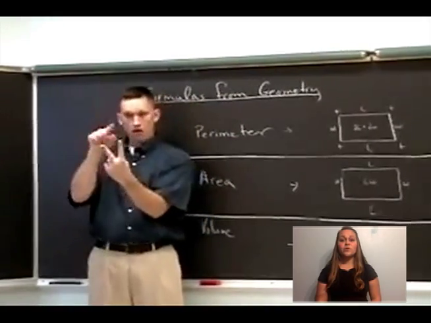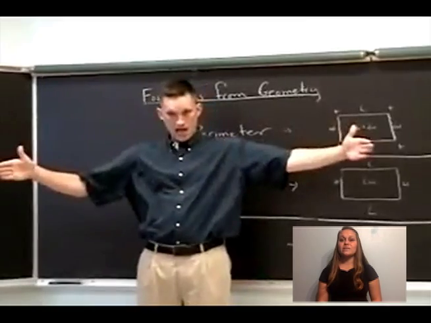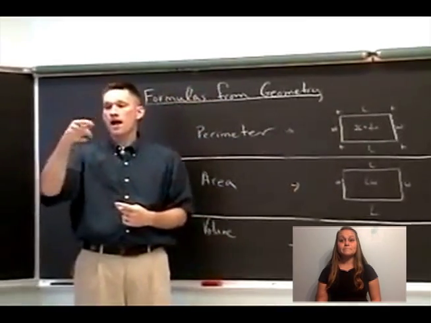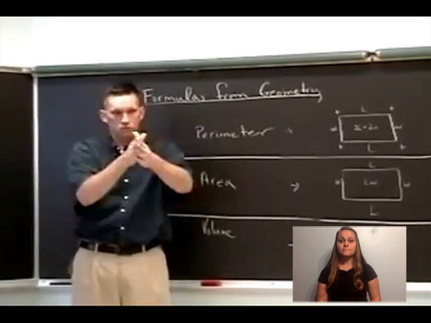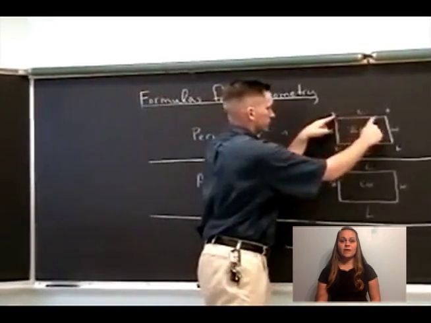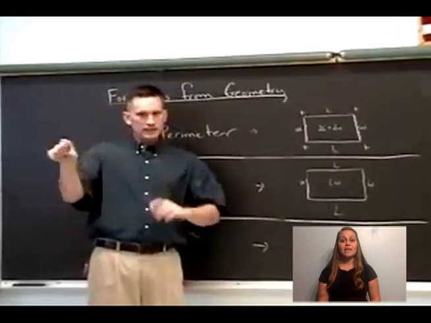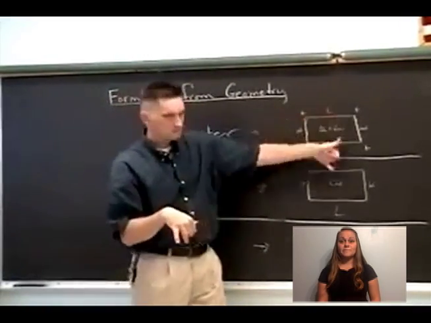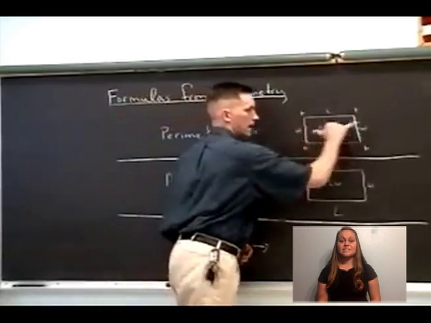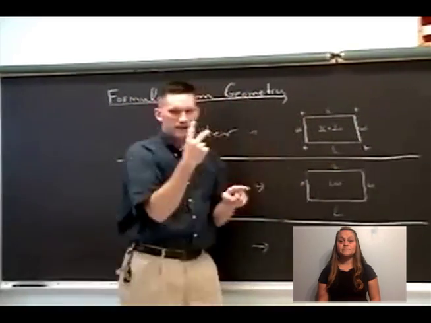For perimeter, you use the length and you use the width. Those two things only. The length right here and the width, you add all four sides together, or you can multiply the length and the width. If the length is the same, if it's a box.